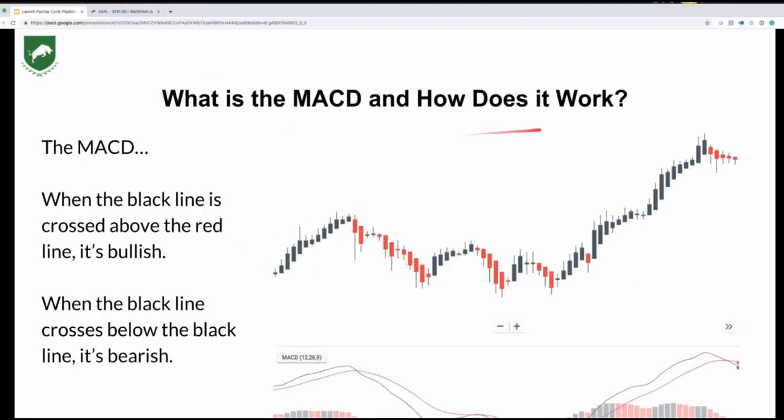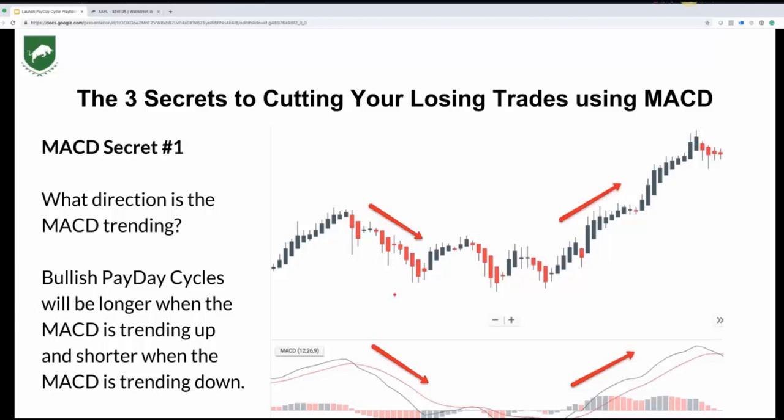So what is the MACD and how does it work? Again, the MACD is pretty simple. You could see an example down here. Think of it like a momentum and a directional indicator. When the black line is above the red line and trending up, it's bullish. When the black line is below the red line and trending down, it's bearish. Okay, so here's a couple ways that you can use it. You can identify the directionality of a stock in many cases just by looking at the MACD.